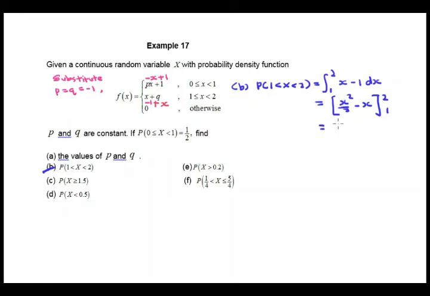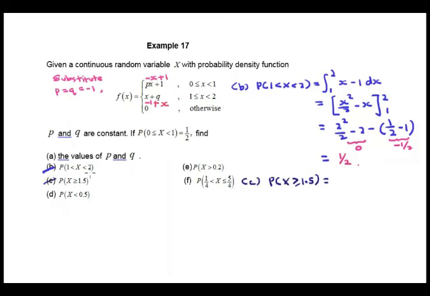Substitute the boundaries. 2 squared over 2 minus 2, minus 1 squared over 2 minus 1, is equal to, let us simplify it. 2 squared over 2 is equal to 2. 2 minus 2 is 0. Half minus negative 1 is negative half. Negative times negative is equal to 1 over 2.